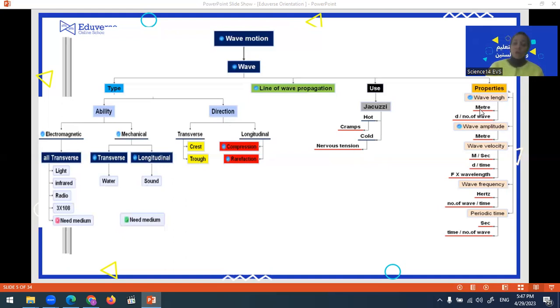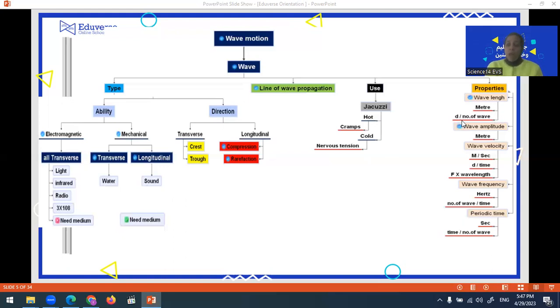And if we talk about the wavelength for the longitudinal wave, we can say that it's the distance from the center of a compression to the center of the successive compression, or the distance from the center of a rarefaction to the center of the successive rarefaction. And we measure it in meters.